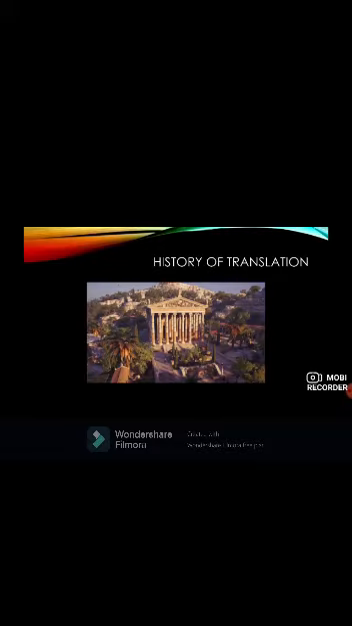Culture gives birth to language. Translation and culture are intimately connected. Meanings in both source and target languages are profoundly affected by their cultural context, especially in business translation.